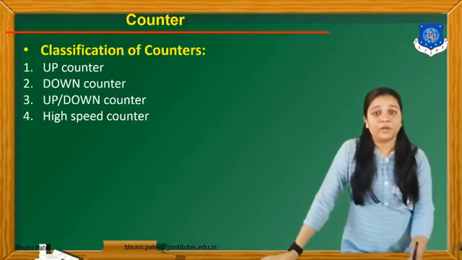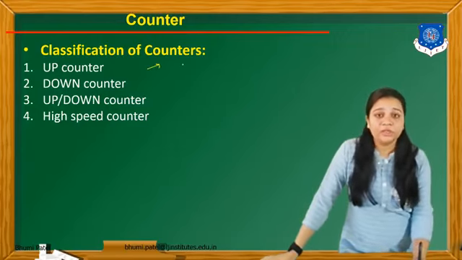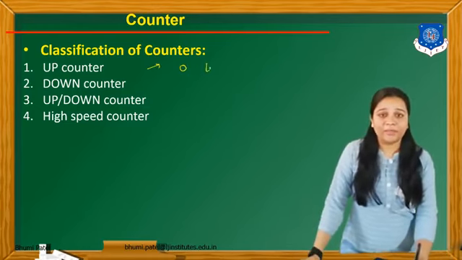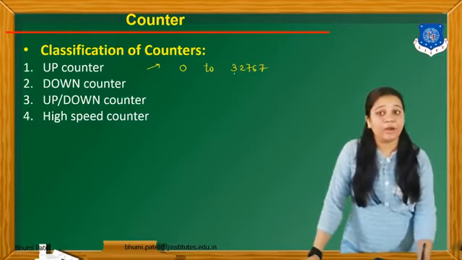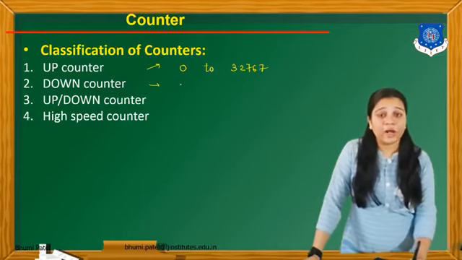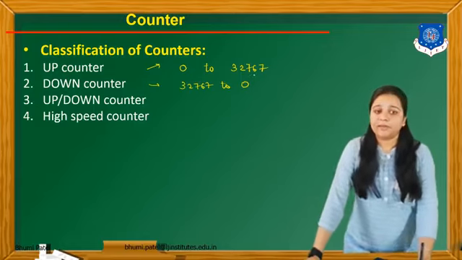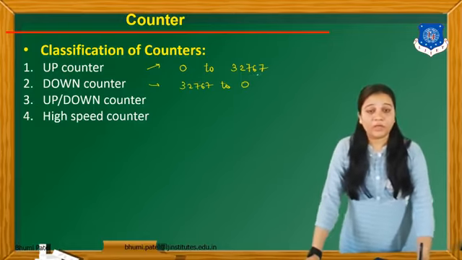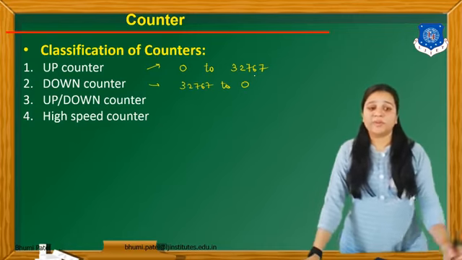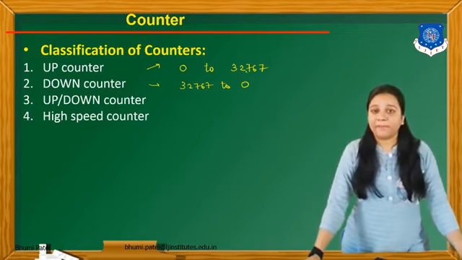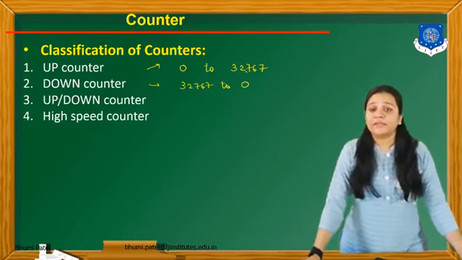In the up counter, we can start the value from 0 to the maximum counter value, and the maximum value is 32,767. In the down counter, we start the counted data from the maximum value, 32,767, and continue counting down to the value 0. So this is the down counter. The up down counter is used for some special applications, as well as the high speed counter is used for specific applications. So we can study this classification one by one.